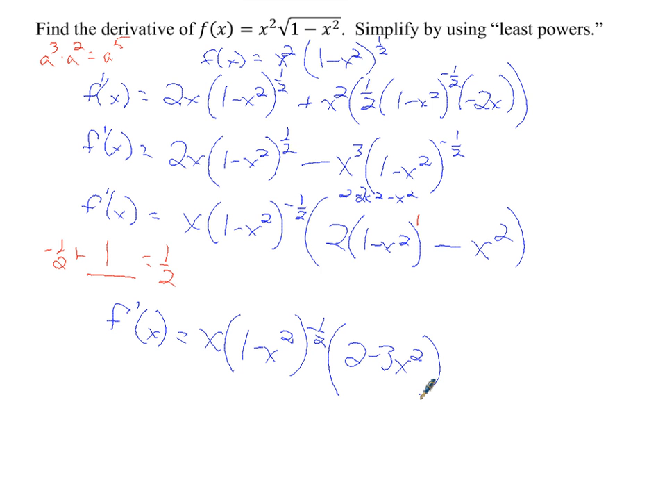Got a negative exponent. So f prime of x equals, this guy stays in the numerator, this guy goes to the denominator, this guy stays in the numerator, 2 minus 3x squared over, parentheses, 1 minus x squared to the 1/2 power.